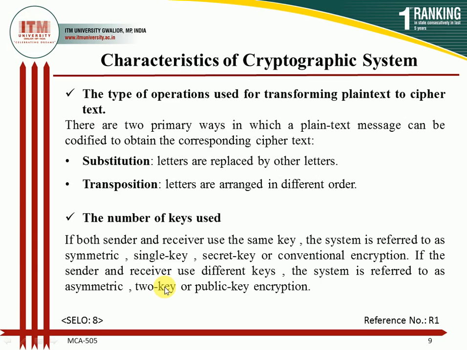It's a different concept, we will discuss it later, but you have to know what the types of keys are. The system using two different keys is called asymmetric, two key or public key encryption, right? When we solve the numericals on substitution and transposition techniques, you have to know the concept of keys. So these are the two characteristics of the cryptography system: first is the type of operation and second is the number of keys.